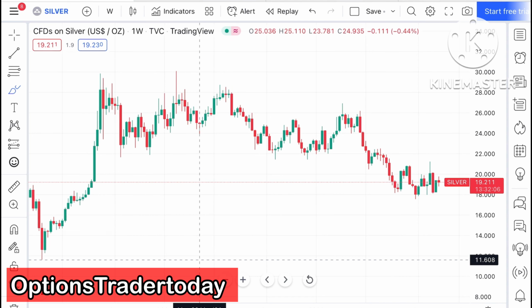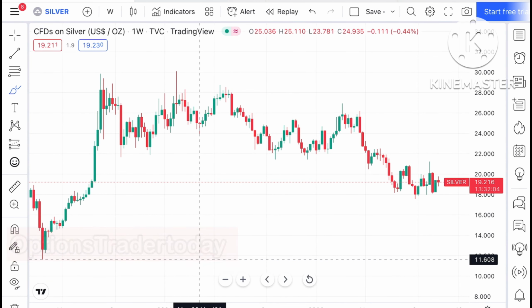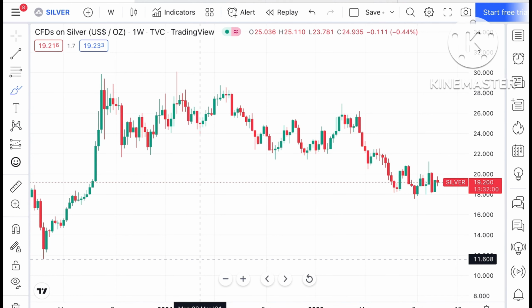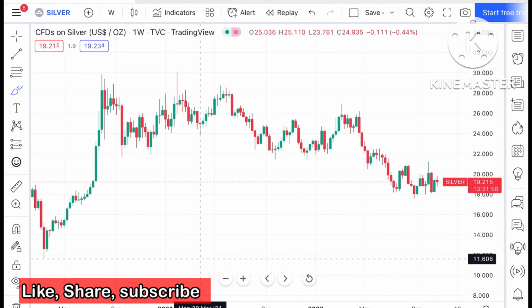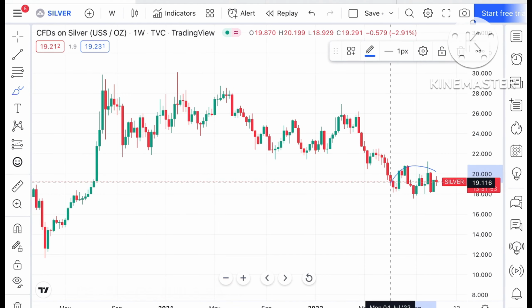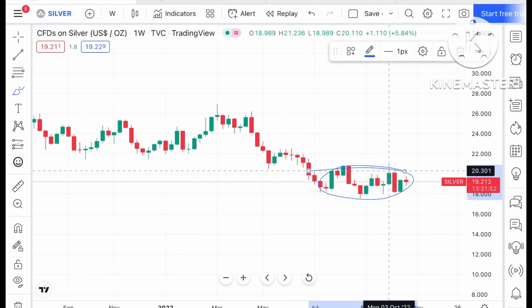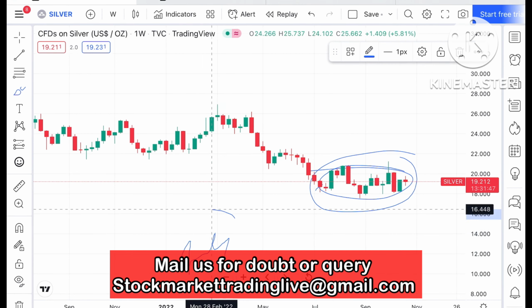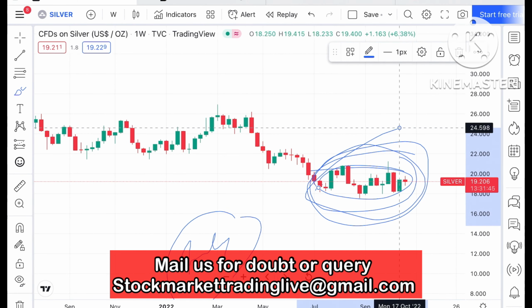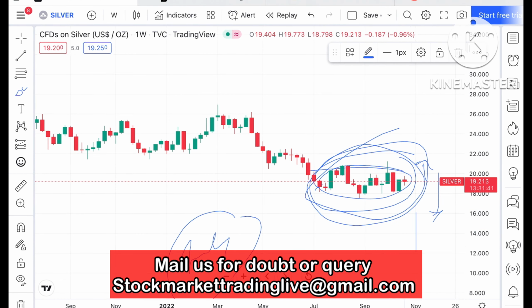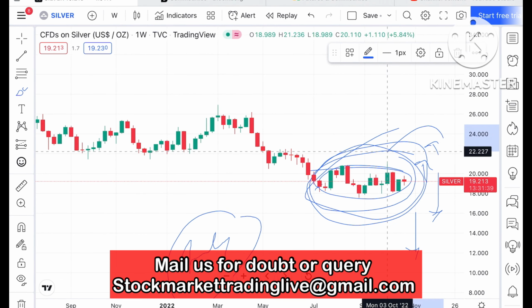So as you can see, the silver price is moving around $19.215. Okay, so what we can see looking at this chart for the next week, it is trading at 19.215 in a particular zone. Okay, and this zone is from the first week of July, we have seen the price moving in this particular zone. So if this zone breaks upside or downside, we can see there can be a sharp rise or sharp fall.